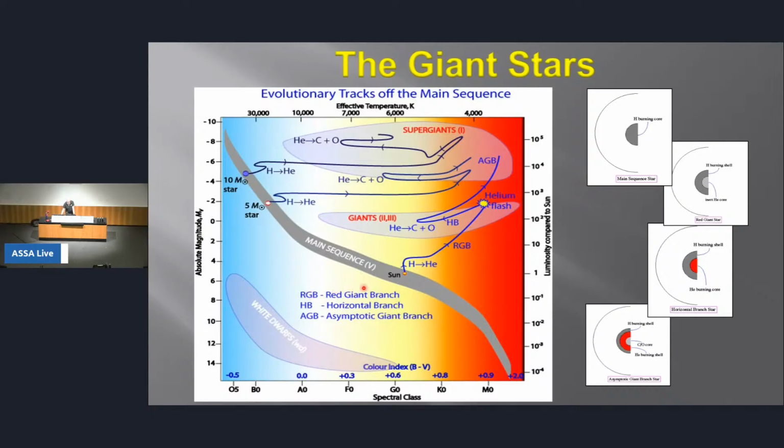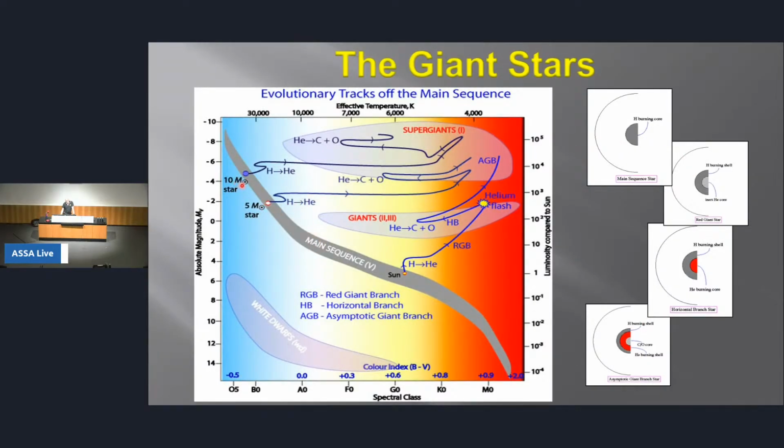Right, well, that's what happens to a low mass star. For a high mass star, say 5 times the mass of the sun, they leapfrog the giant phase and go straight into the supergiants because they have so much mass. Once again, it goes through a similar process to this.